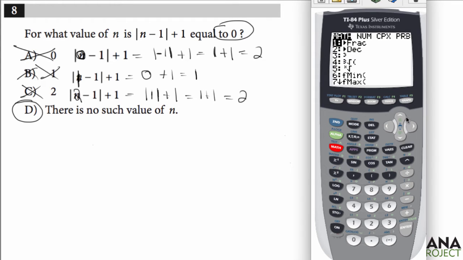You can do the same thing for the other ones. Go to Num, absolute value, try 1 minus 1, plus 1, that equals 1, that does not equal 0 either. Then lastly, you could try C, 2. 2 minus 1 plus 1, that equals 2.